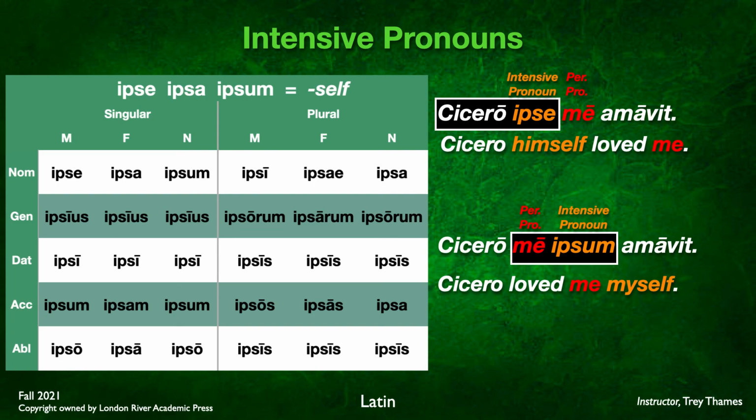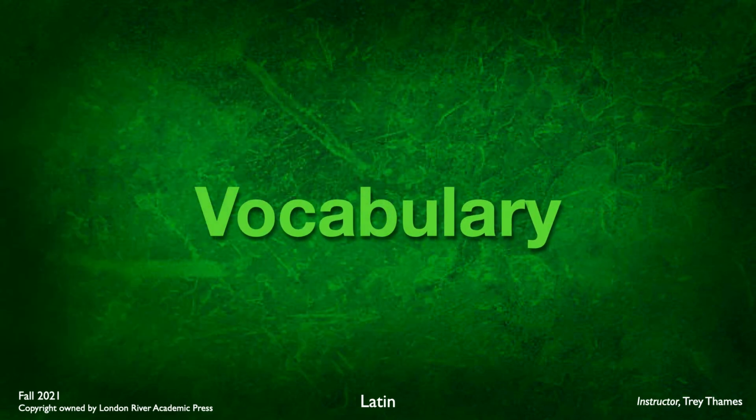So this is the intensive pronouns. Again, it can be myself, yourself, or himself or herself or any of those, depending on what it's intensifying. In the first sentence here, it intensified Cicero, so we translate it as himself. In the second example here, it intensified me, so we translate it myself. So don't forget to study your vocabulary. This is our lesson, and we'll get together this week and see how we're doing.